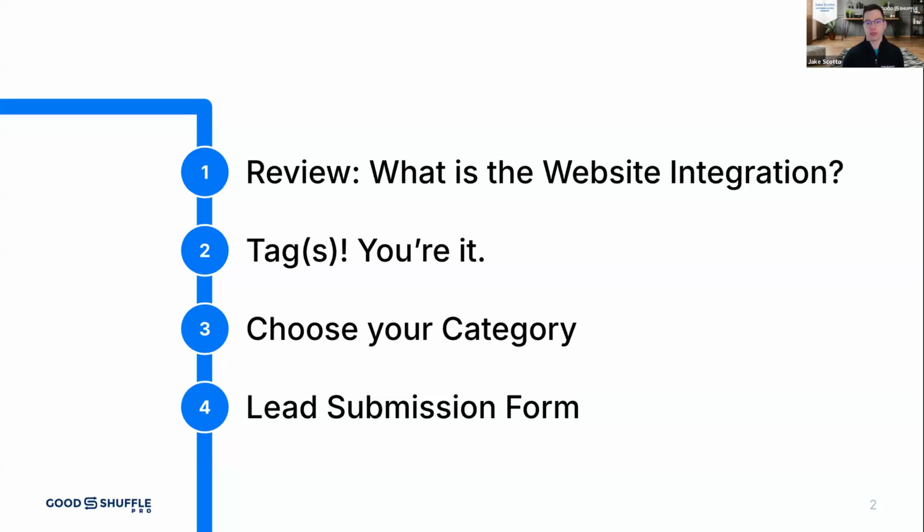Again, we're going to review what the website integration is. We're going to talk about how you can utilize tags to get very specific inventory to appear on specific pages, and how you can choose whatever category you want when it's listing on your website integration. One of the very common questions that we get is, I can't customize categories in Good Shuffle, so I can't link things properly in my website integration. That's not true. You are in full control over what lists on your website integration and what it's named when it's listed on your website integration. We're going to talk about that in just a little bit.